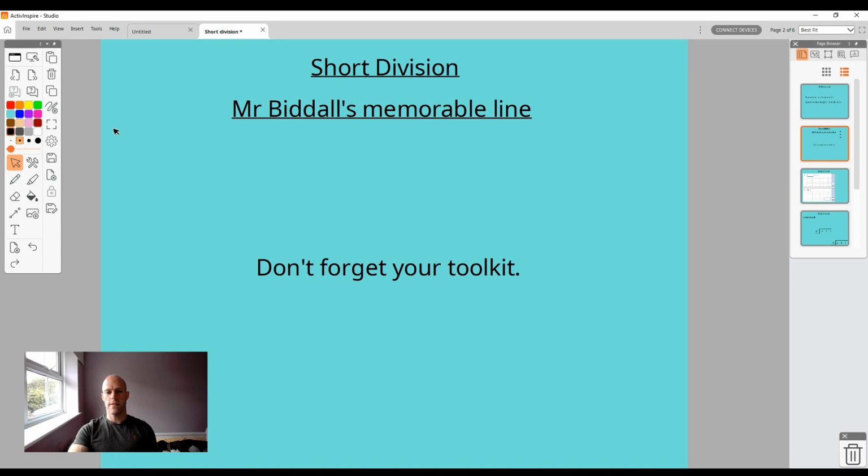There is a long division version. We're not going to go through that today. Stick to short division. It's all you need to know. Please do spend time learning this. Multiple marks are available if you're interested in marks, and it is a hugely key skill. My memorable line for today is, don't forget your toolkit. I will draw you out the toolkit shortly so you know exactly what I mean.